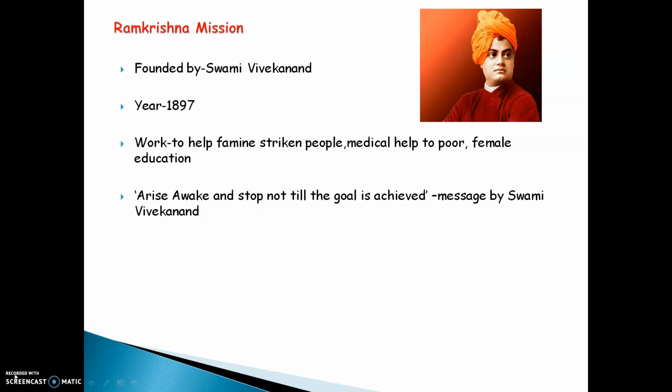In that situation, the Ramakrishna Mission worked for the people who were facing problems of famine, who required medical help, those who were poor, those who were sick and could not afford to go to a doctor. Arya Samaj, along with Ramakrishna Mission, worked for the people who were poor in terms of medical help and support. And this Samaj also worked for female education. Arise, awake and stop not till the goal is achieved was a famous message given by Swami Vivekananda. This message was for the people of society to gear up and start working to change the society of India.